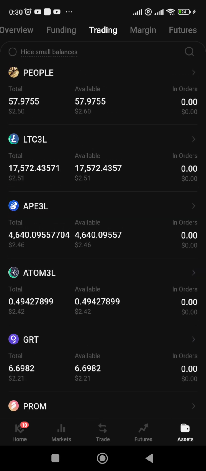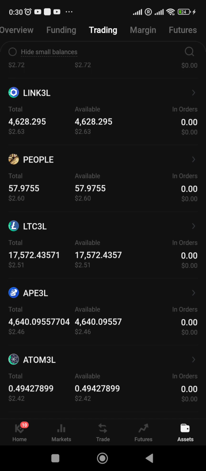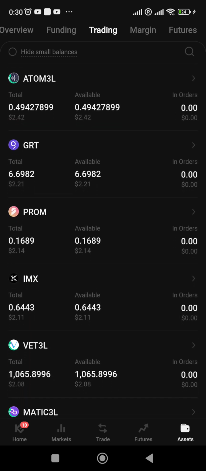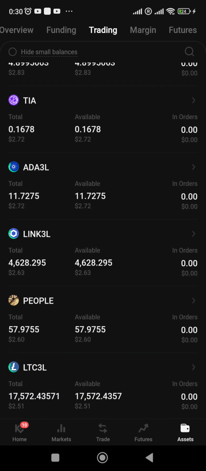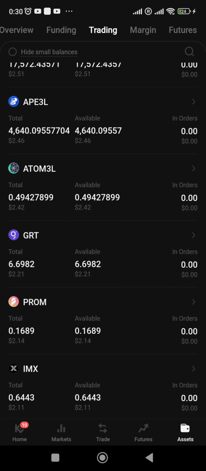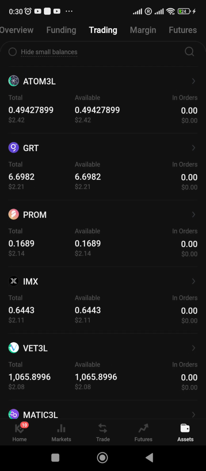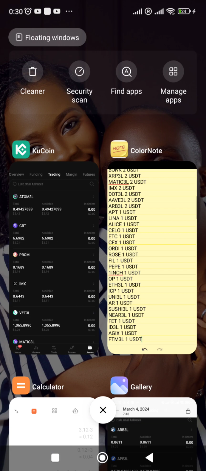Now I've checked LTC and APE, right? So I go to Atom. You have to remember where you stopped. If you don't remember, you can go up a little bit, right? But I remember I checked LTC and APE. So now Atom, GRT, PROM, and IMX.